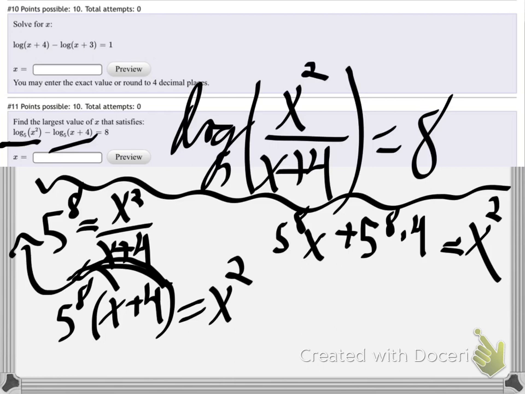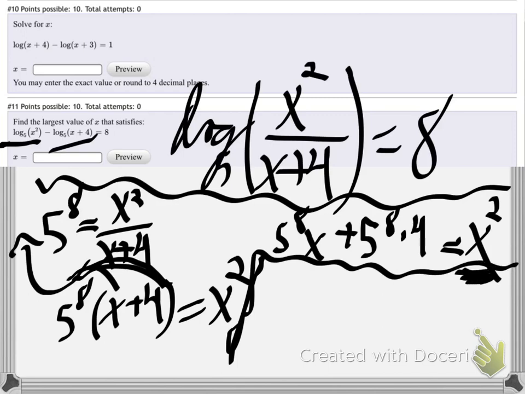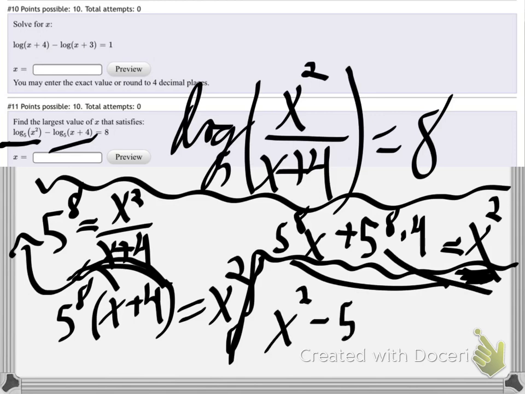But probably what I would do is, to get this thing equal to 0, once we get this thing zeroed out like we did on the last one, we'll just keep the x squared in its place and move these other things over to the left. We'll have x squared, then minus 5 to the 8 power x, and then minus 5 to the 8 times 4 for the constant.